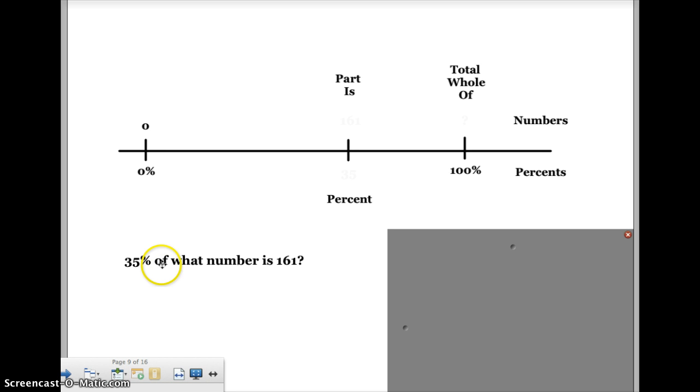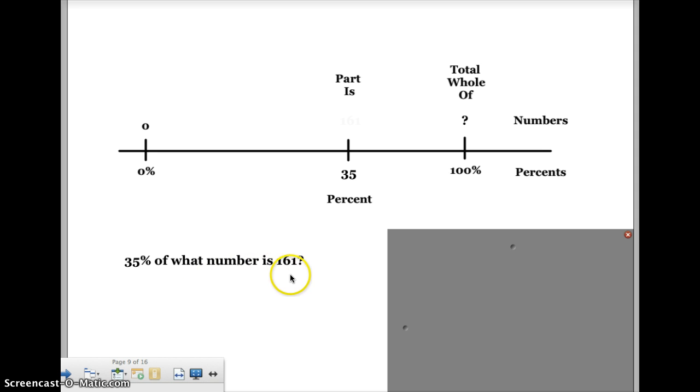Now again, I look for the word of, and I look for the percent. Well, 35%, that's really easy to see, so I'm just going to put the 35 in the percent piece, and that's going to go right there. It says of what number? So the total is going to be what number? I don't know what the total or the whole is because it says of what number. Like I said, the word of is going to be a key word. You always look for the word of and the percent. And it says of what number? That means that's the unknown for this problem. So I'm going to put a question mark down for that.